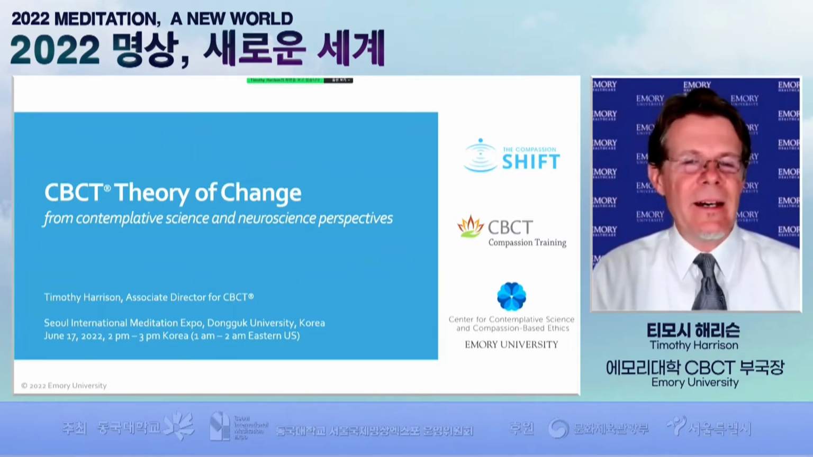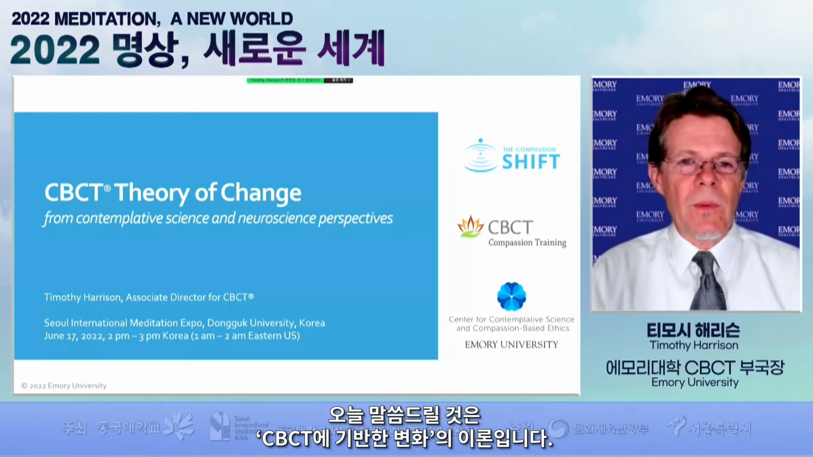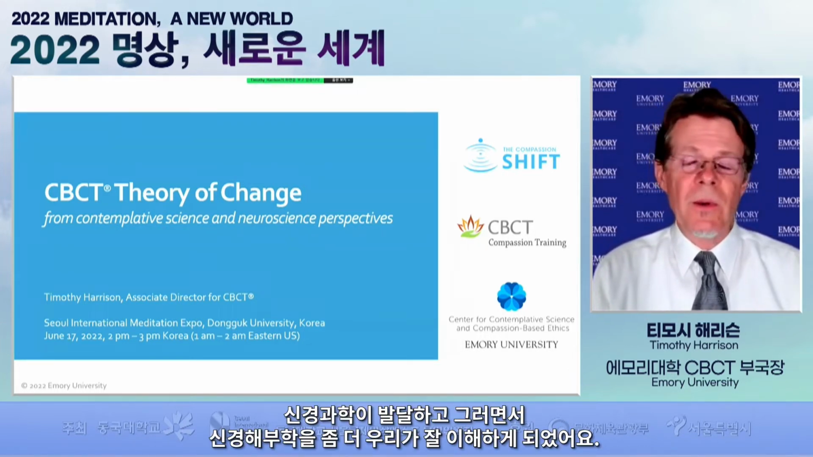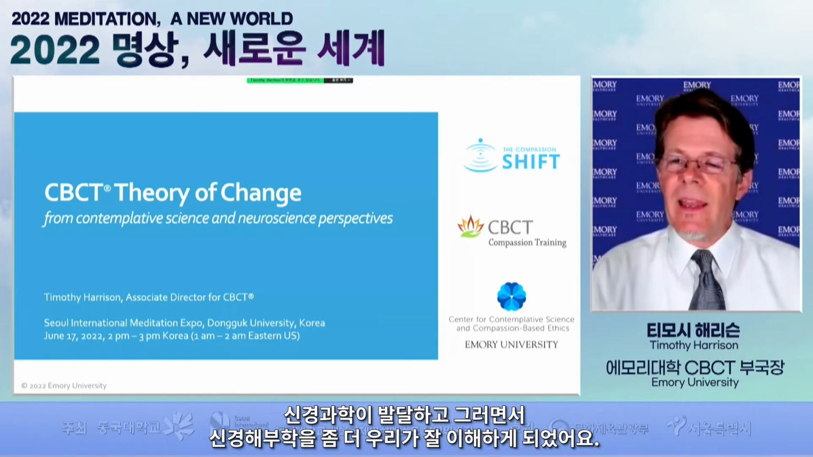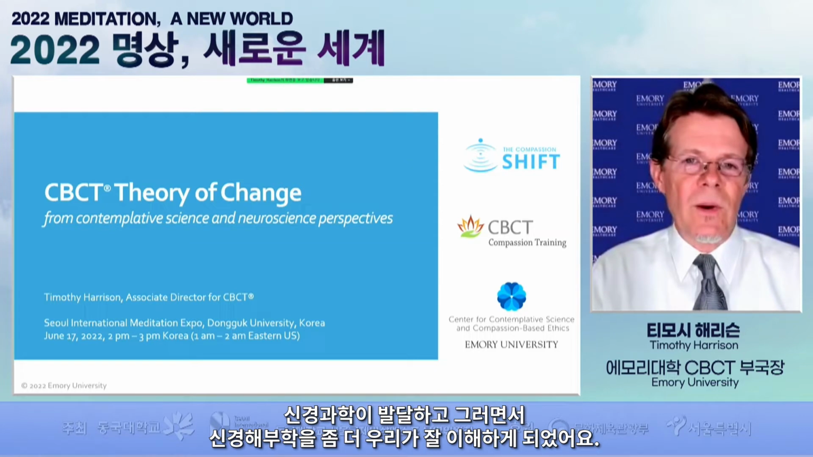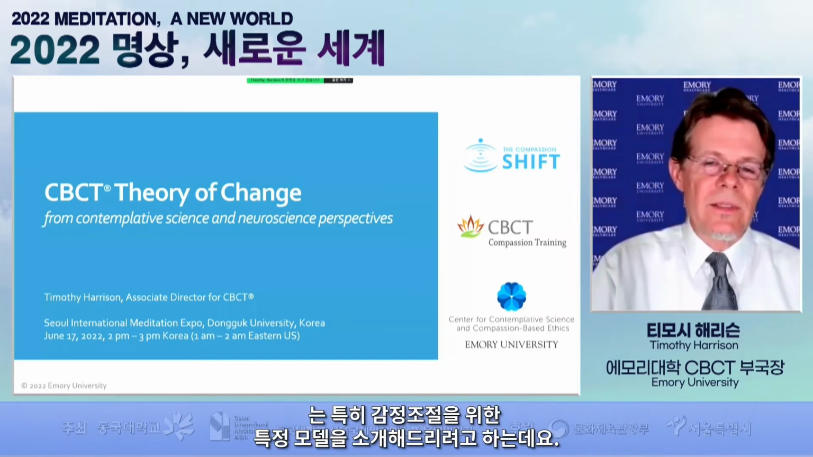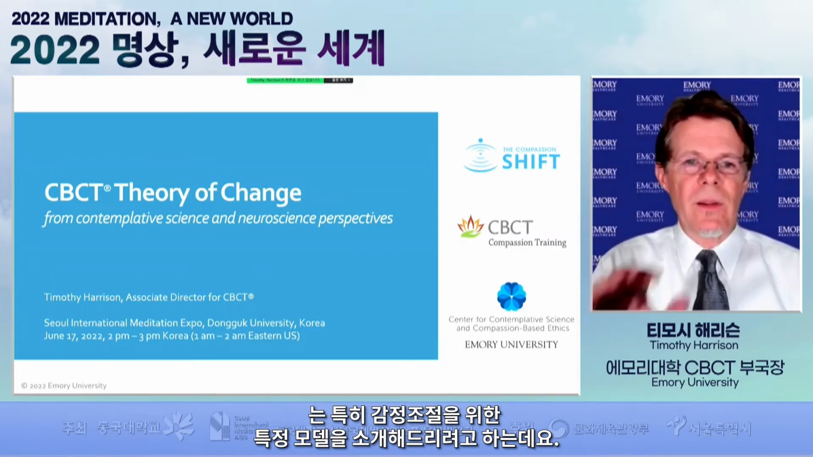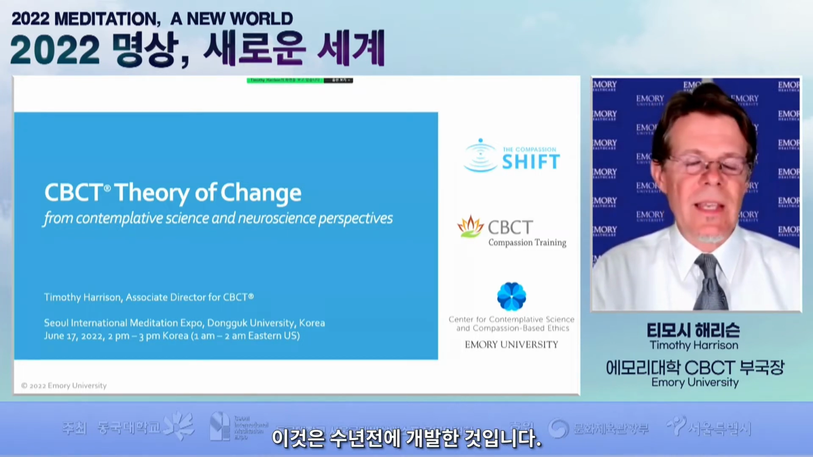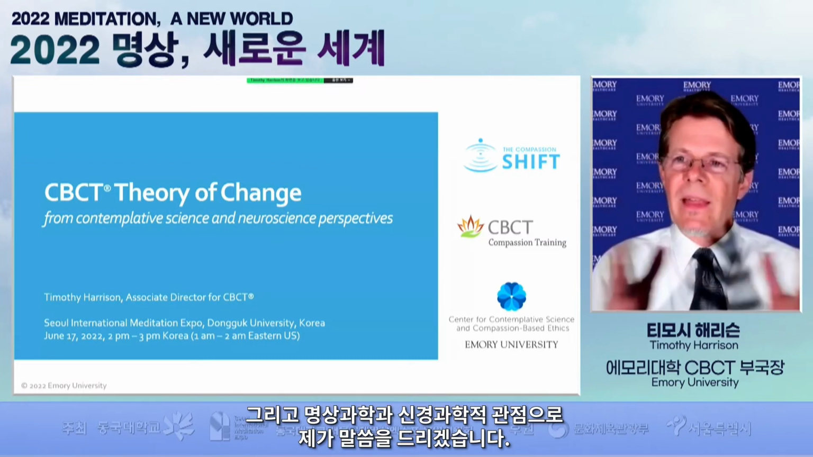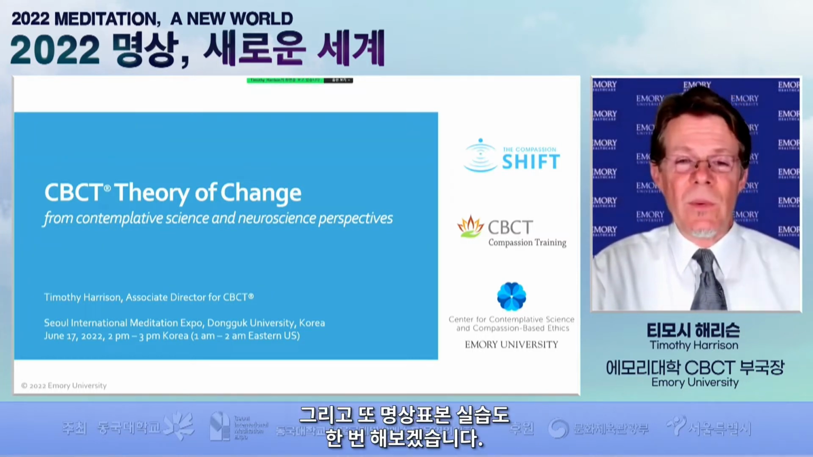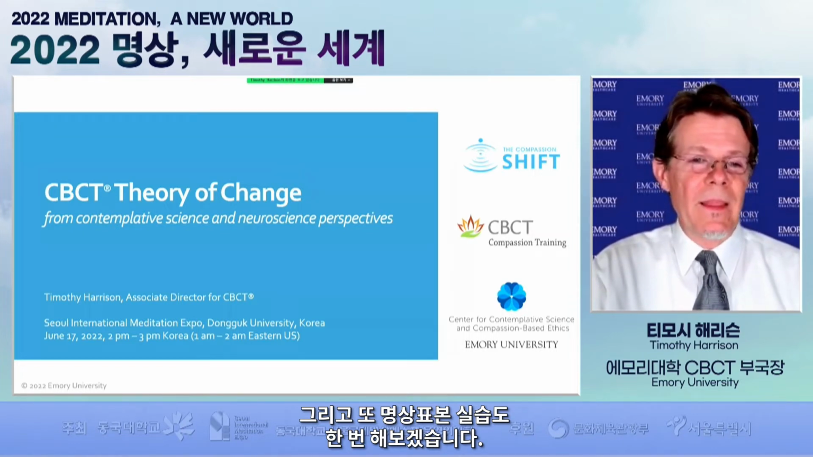Emory University. I want to focus today on what we call the theory of change in CBCT. As you all know, there are some advances in the neuroscience and the understanding of the brain, and which aspects of our neural anatomy are involved in different parts of meditation. And so I want to focus on a particular model for understanding the regulation of emotions. It comes from a neuroscience paper from 2 years ago, and explain how that relates to the different meditation practices in CBCT. And then at the end, we will have an opportunity for a sample meditation.